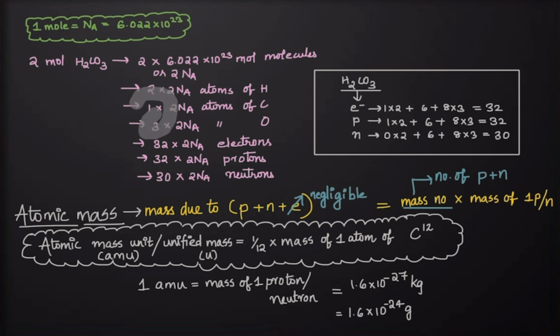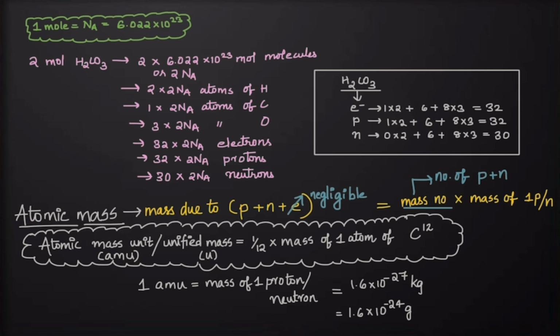1 carbon atom, 1 into 2 Na atoms of carbon, and 3 oxygen atoms, 3 into 2 Na. You have to write this. 2 mole means 2 Na, 3 into 2 Na. And the number of electrons is equal to 32. Total number of electrons equal to 32 into 2 Na. 2 Na means 2 mole. That means 2 mole has 2 Na electrons. Okay, 32 into 2 Na protons, 30 into 2 Na neutrons.